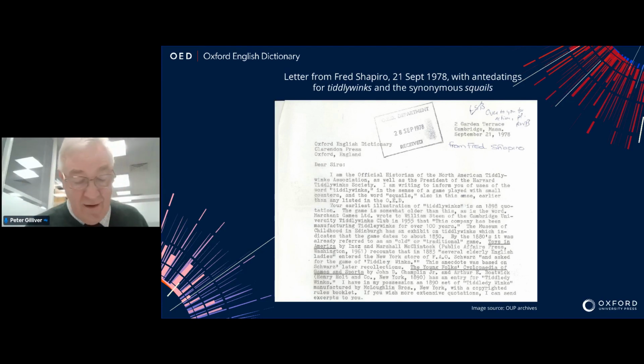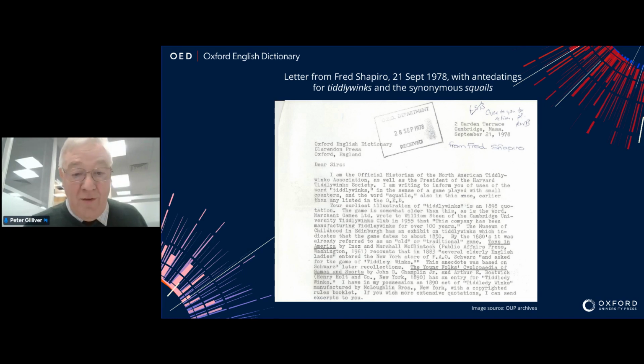We still have his original letter and the slips of paper on which he sent in his quotations. And half a century later, Fred is still sending us antedatings that he's found in his research. He emails us something just about every week. Looking for antedatings can be like that. Once you get the habit, you never stop.